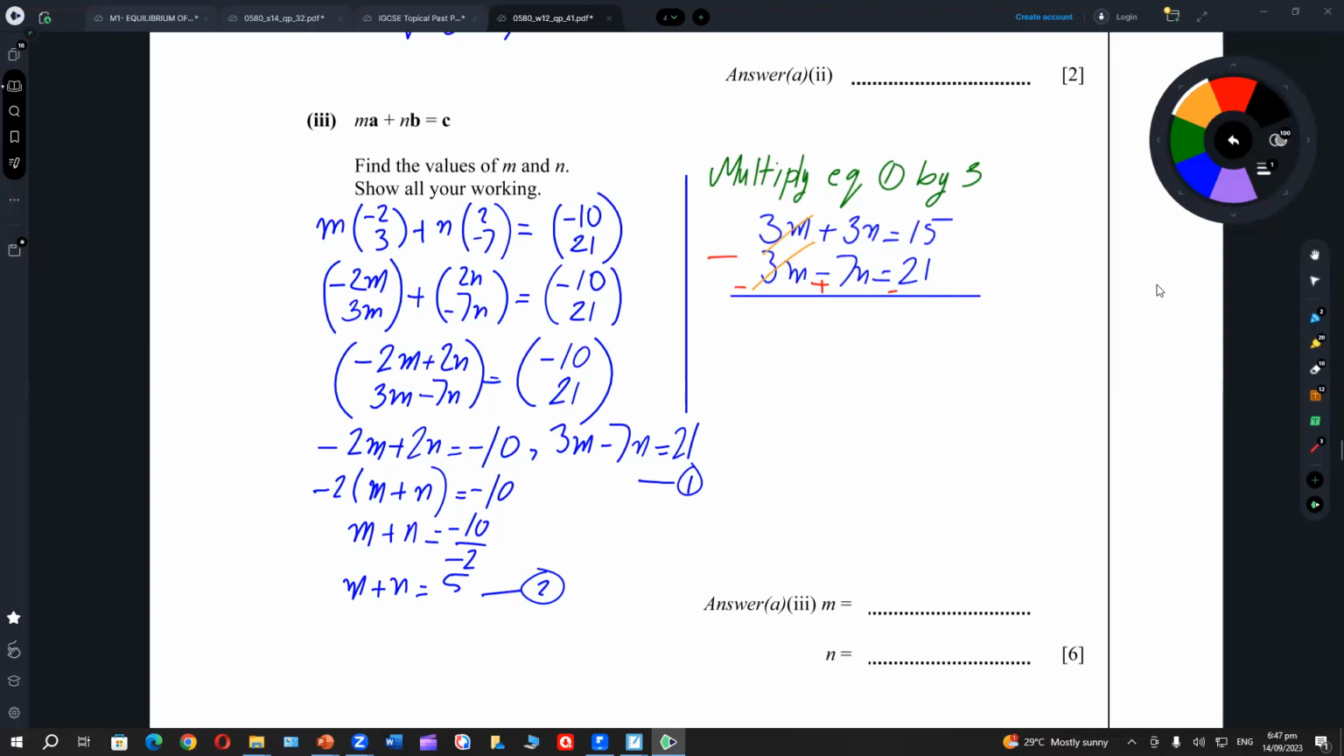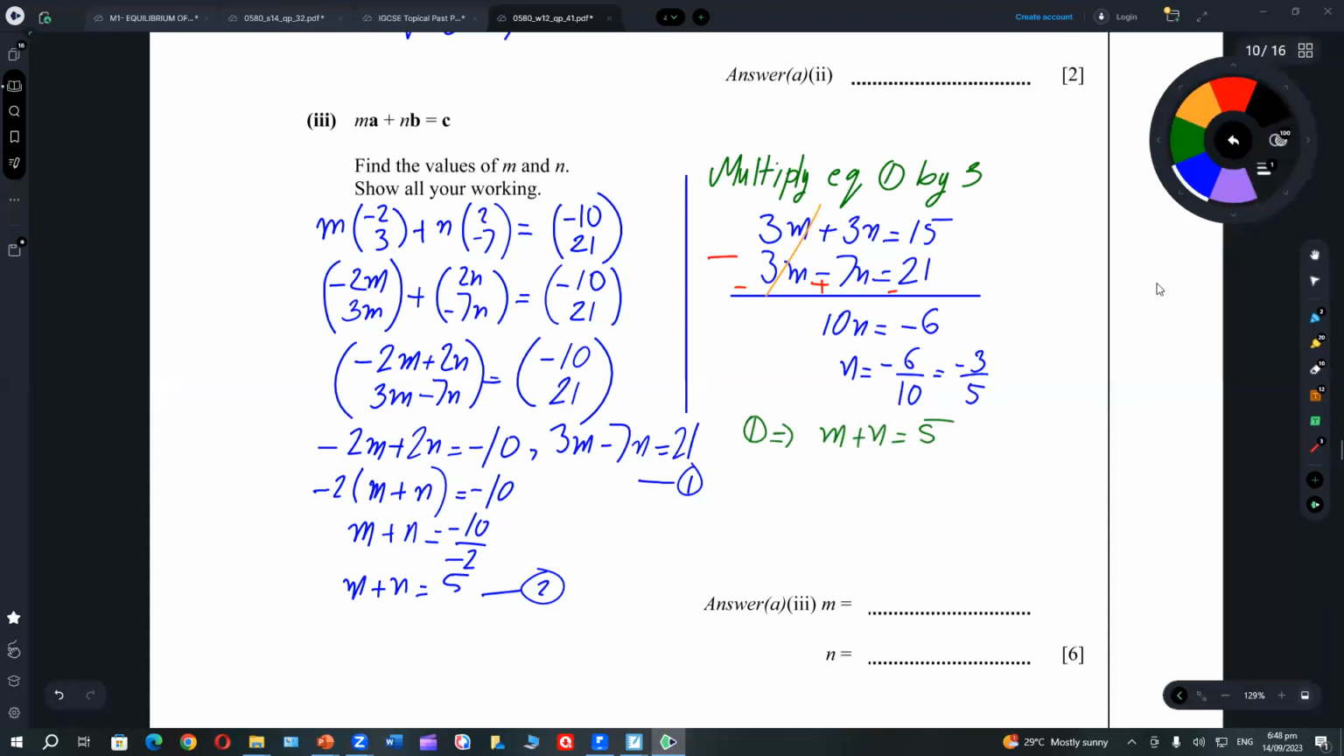So 3m will be cancelled out because they are the same variable, and it will be 10m, 10n. How much is 15 minus 21? 15 minus 6. So we got the value of n. How can I get the value of m? We will choose m plus n equals 5 and substitute the value here.